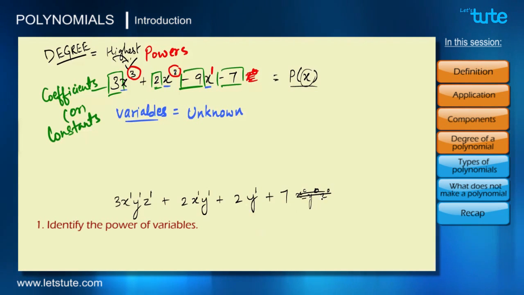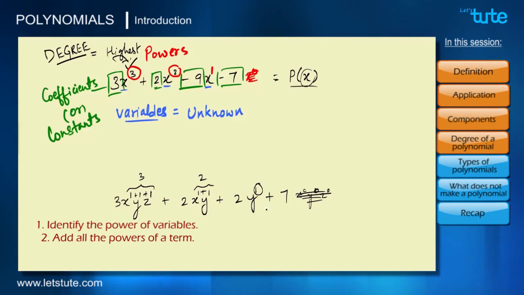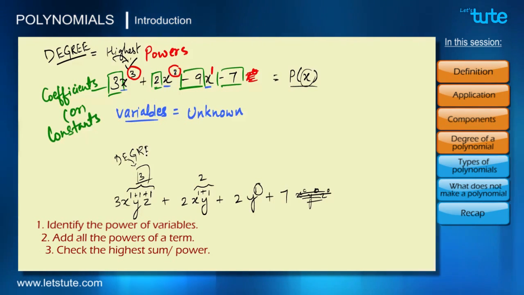Which if we don't write also doesn't matter. Now the next step will be to add these powers. Over here we have 1 already, and then we have 0. Now we will check where the sum is highest. And we can see over here we have the highest sum. So this will be called the degree of this polynomial with multiple variables.